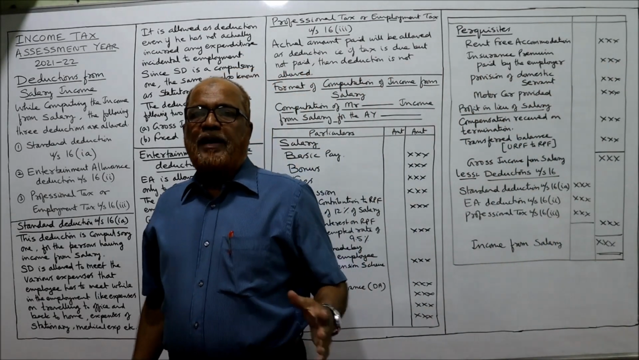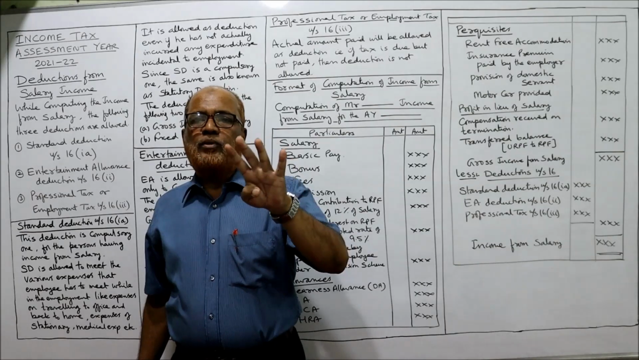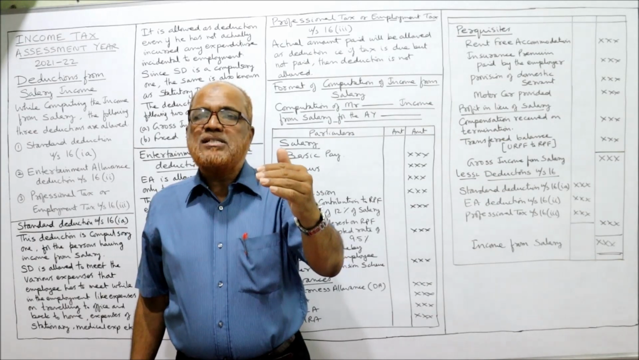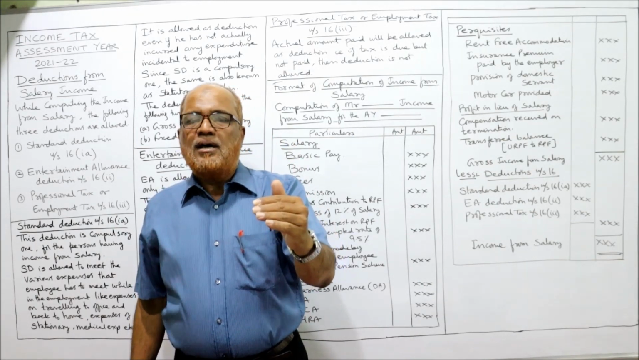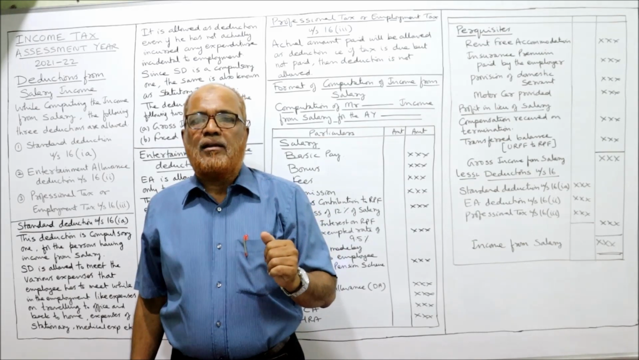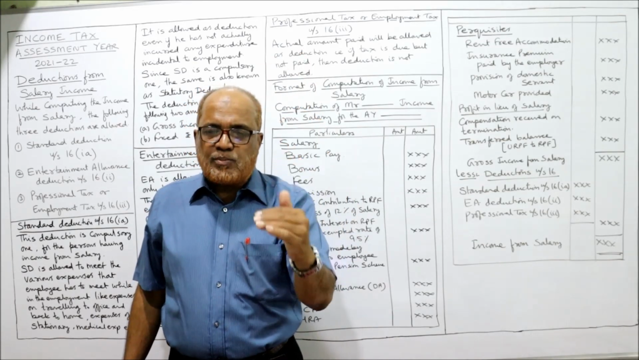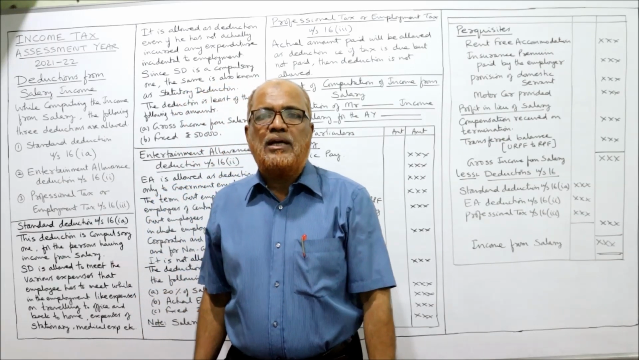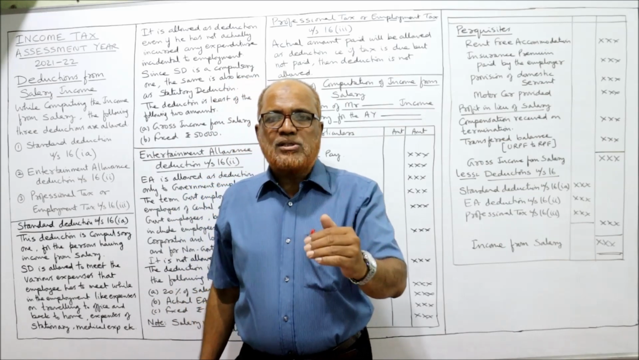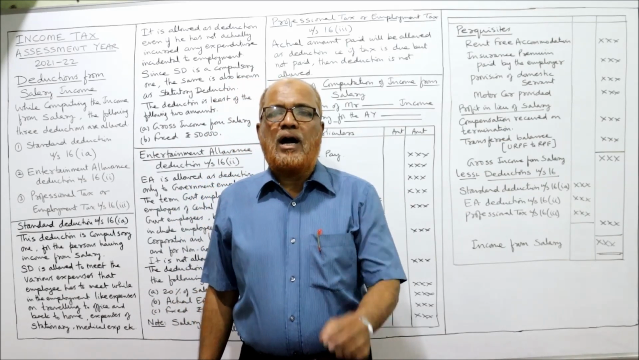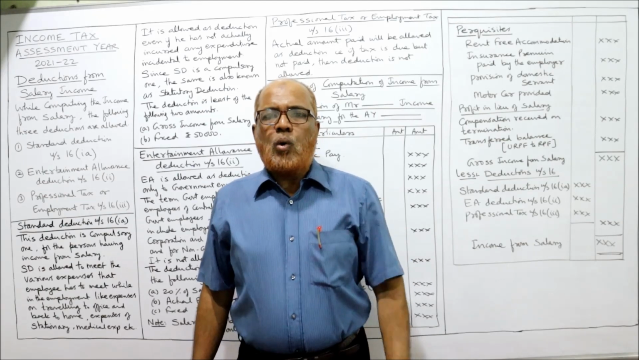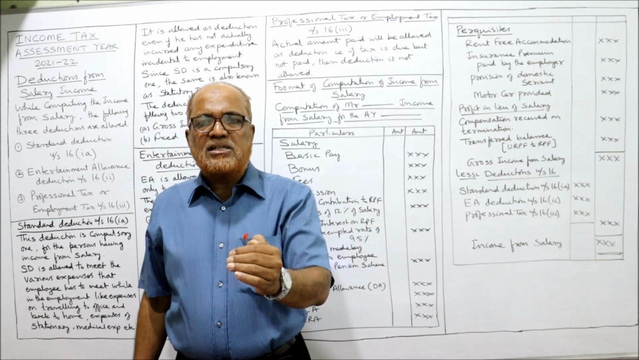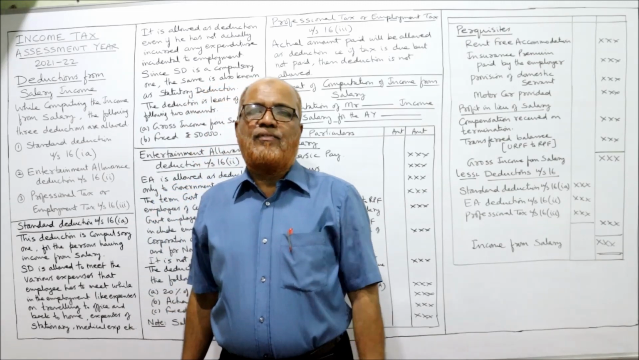In the previous video, I explained that income from salary will be computed under four components. First, we take salary, then allowances, then perquisites, and lastly, profit in lieu of salary. The total of these four components is called gross income from salary. From gross income from salary, deductions are allowed under section 16. Only 3 deductions are allowed under section 16. So after giving the 3 deductions, we'll get income from salary.